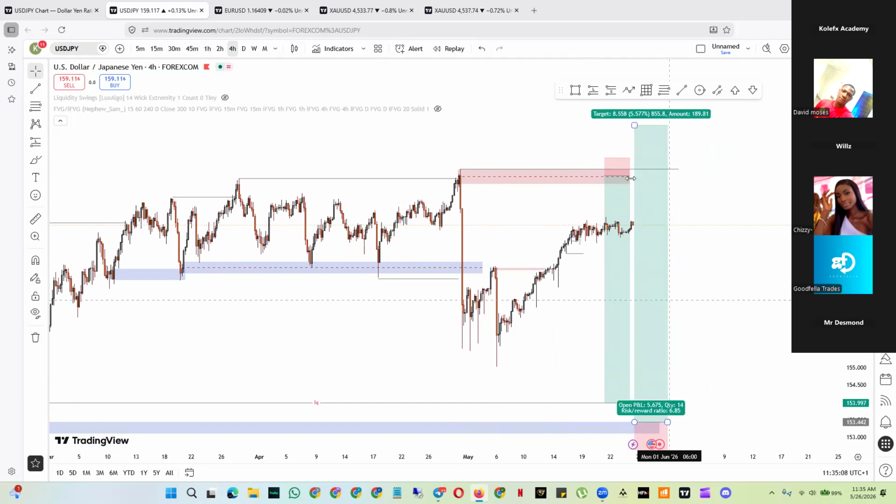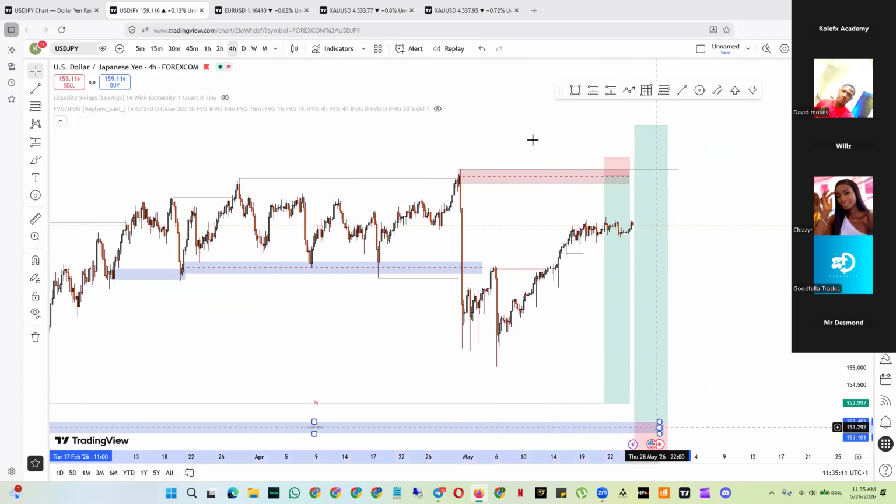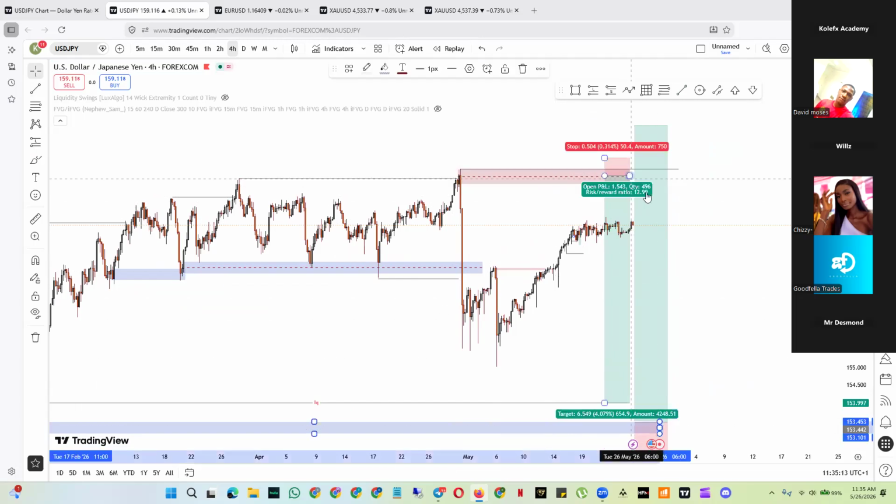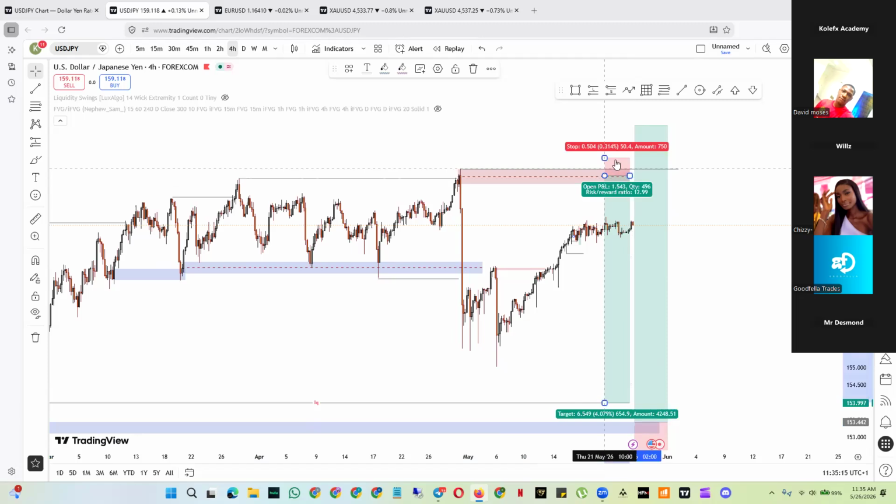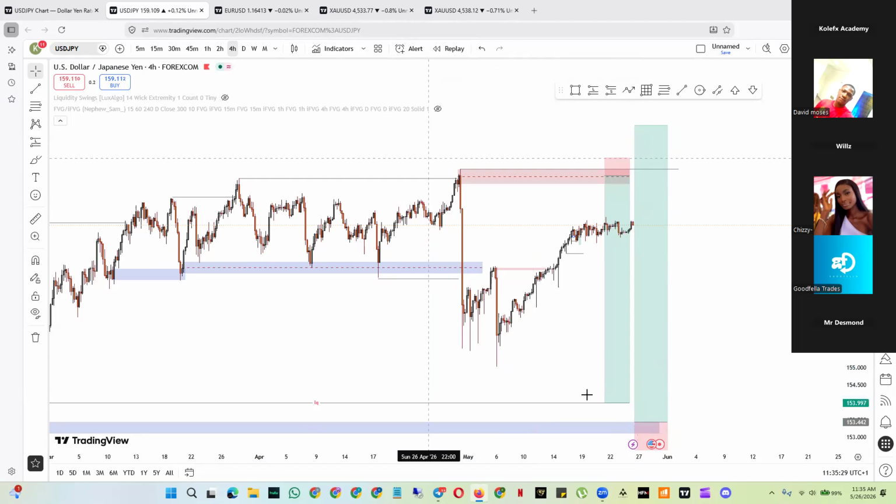Either way, I'm waiting for these two zones, and I'll be entering with a lower time frame confirmation in CHoCH between 15 minutes to 1 hour. Once I have a CHoCH, I will be entering after price has already triggered from either of these two, whichever comes first. So that's what I have on USDJPY.